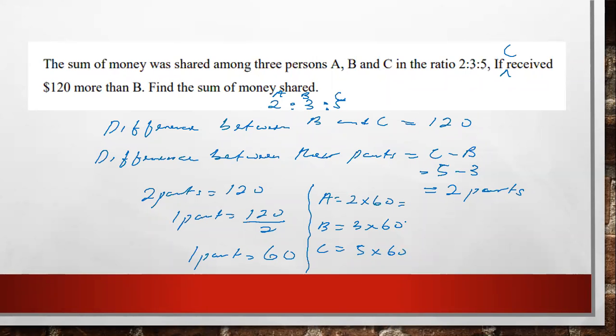What is 2 times 60? 120. 3 times 60 is 180. 5 times 60 is 300. Now remember that we are dealing with money, so we put a dollar sign for the total. We add up 120, 180, and 300. What do we get? 600. The total sum of money shared was $600.